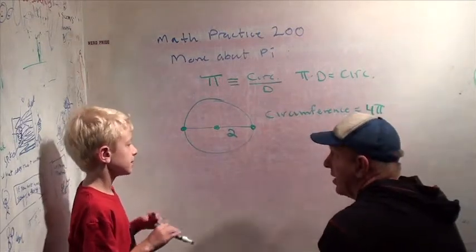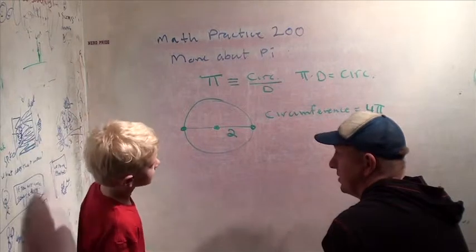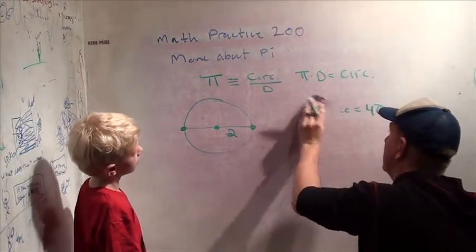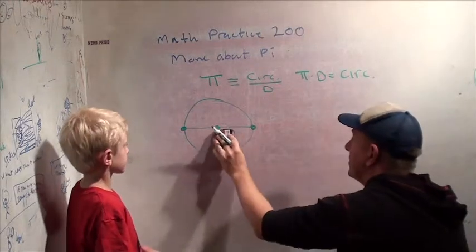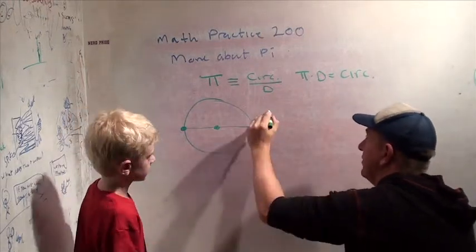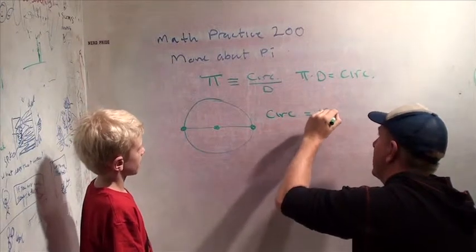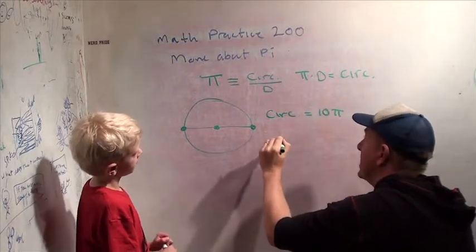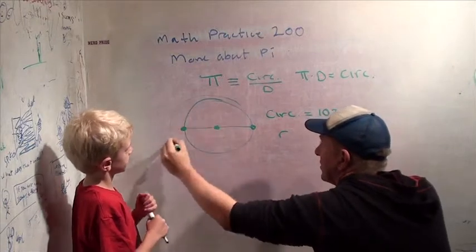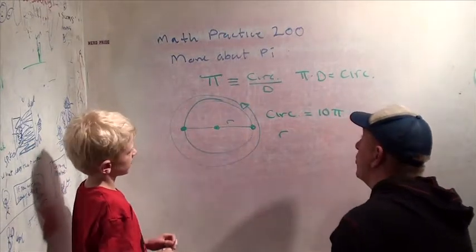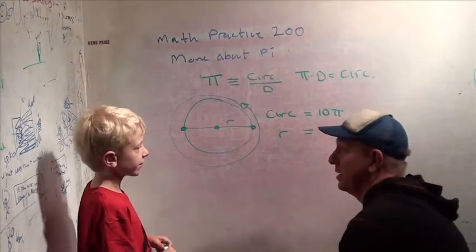Okay? Yeah. Alright, now, you ready to do a slightly more challenging one? Yeah. Okay. Here we go. What if the circumference is 10 pi? What's the radius? So I tell you, it's 10 pi all the way around. What's the radius? Ooh. 5.